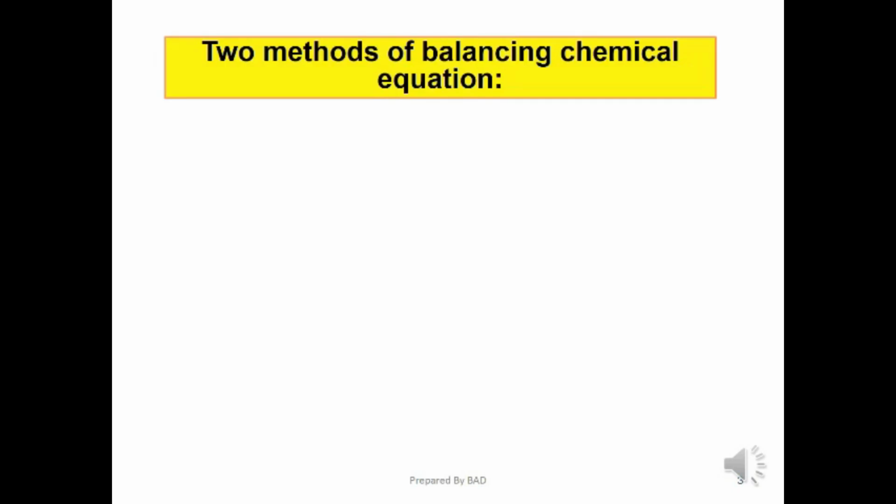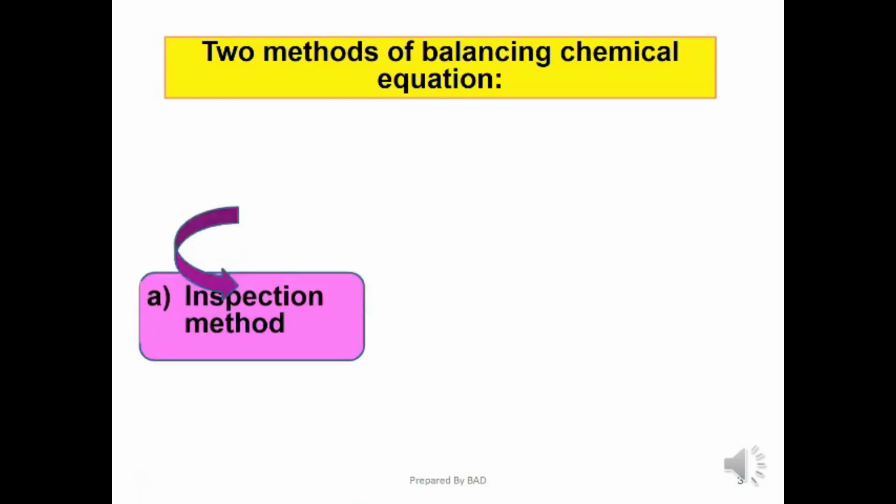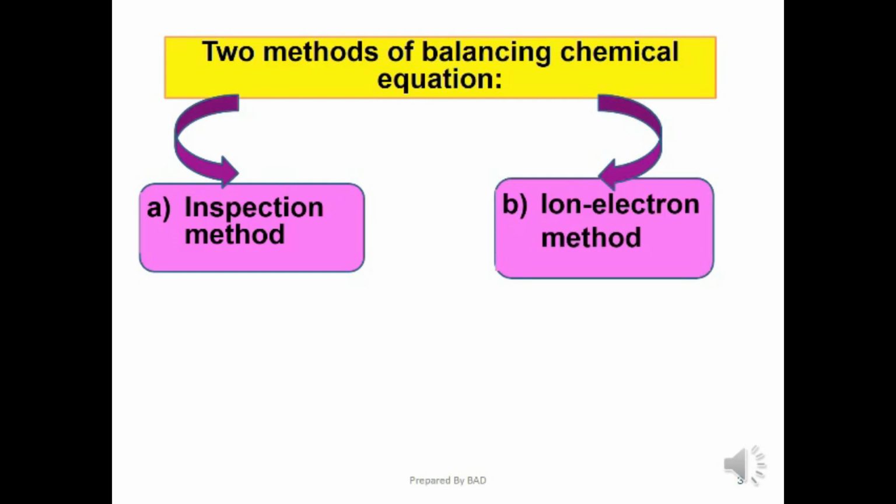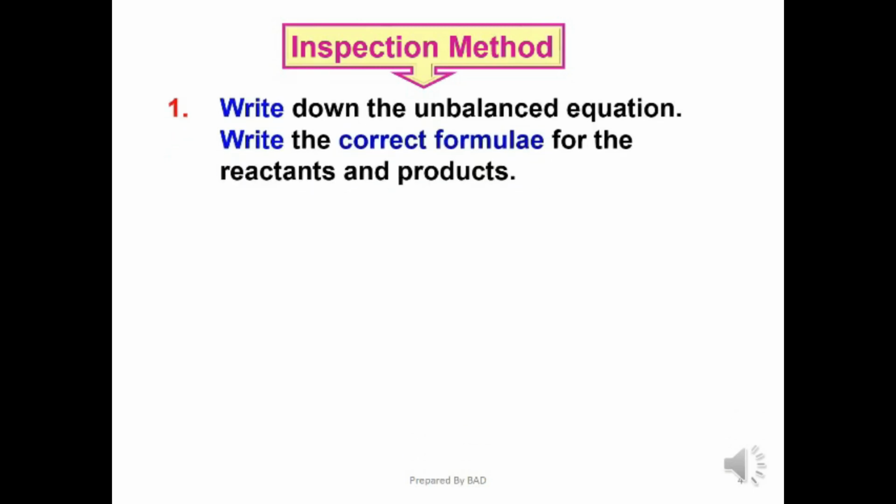To balance the chemical equation, we have two methods. The first method is inspection method, and the second one is ion electron method. For the lecture, we just cover inspection method only. To balance the chemical equation by using inspection method, we need to follow a few steps or rules as a guideline. The first step is write down the unbalanced equation and remember, write the correct formula for the reactant and product.